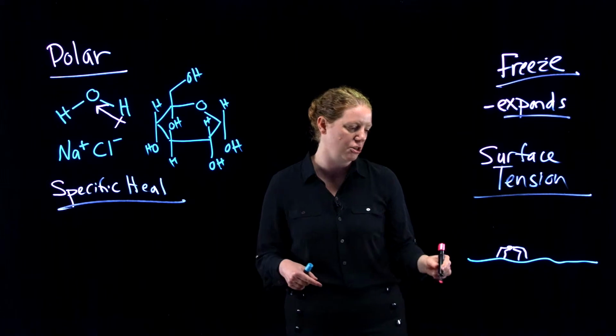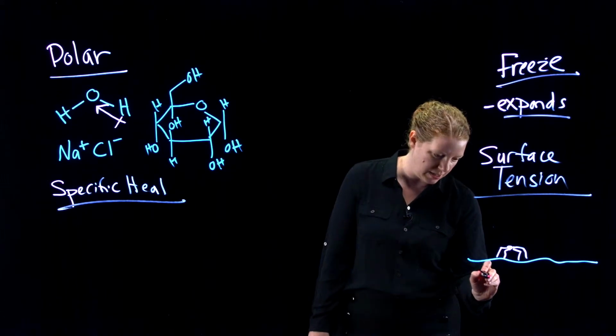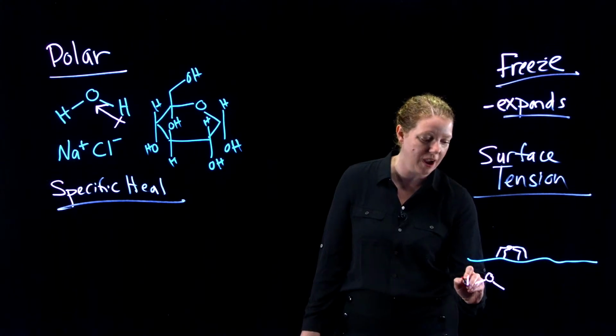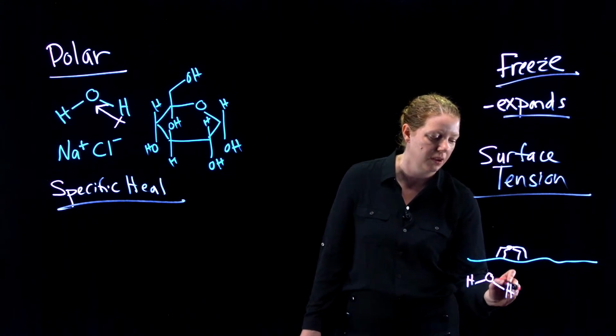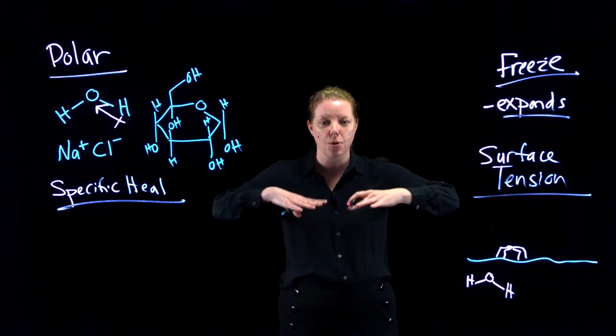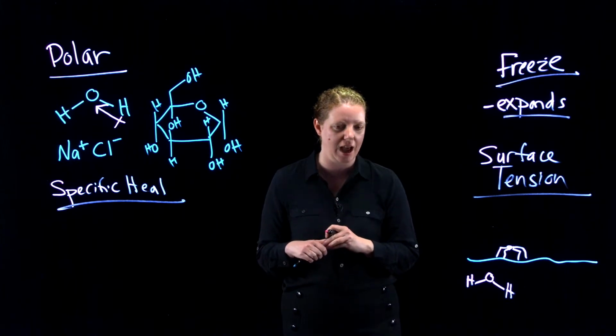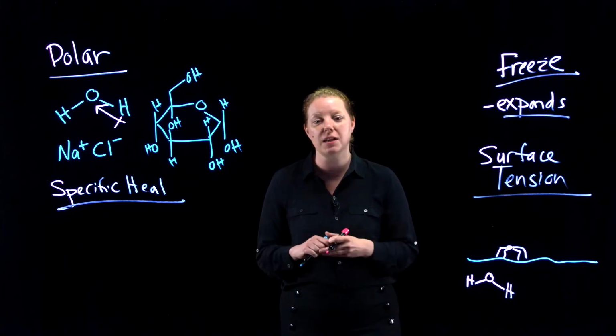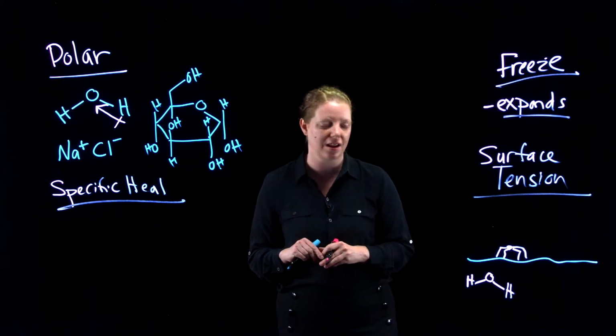High surface tension. What we mean when we say this is that it has enough tension and the molecules interact with each other enough that they're actually going to support smaller insects and things like that on its surface. This is because of what we call a hydrogen bonding interaction.